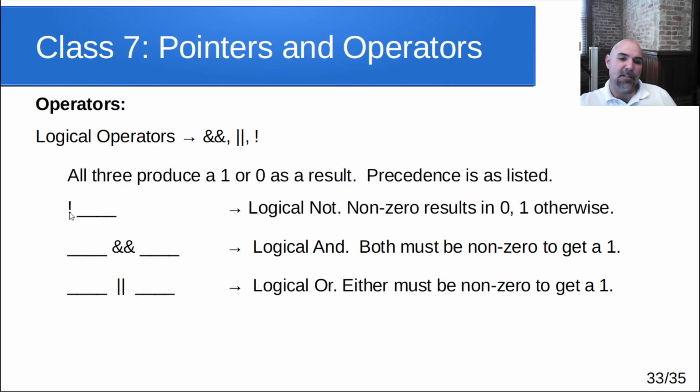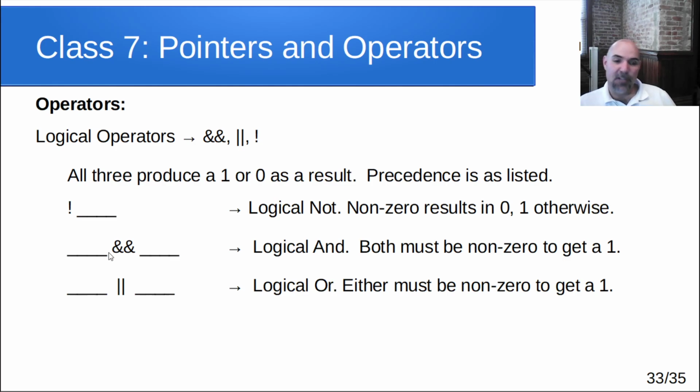If I say not, put the exclamation mark in front of some other value, essentially if it's non-zero, we get a 0. Otherwise, we get a 1. So if this is 0, we get a 1. If it's not 0, we get a 0. But the result is still always going to be 1 or a 0. 1 for true, 0 for false. So this inverts the logic of whatever followed it.